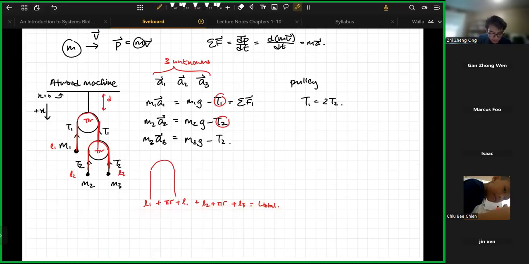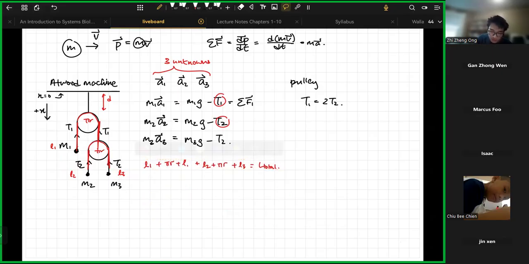There's a reason why I use L1 for both of these: for m1, since we call it L1, this is also L1. There is a mass on the other side, M2 and M3, but in hindsight, L2 and L3 are the same, but you'll see soon that we will arrive at A2 and A3 being negative of each other. So it is true that L2 and L3 are the same, but the magnitudes are the same.